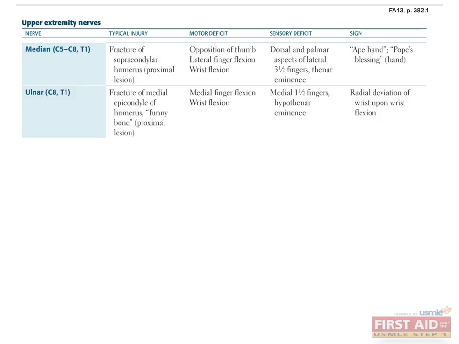Distal ulnar lesions are actually quite different. First, there's no sensory loss, and the motor losses are really varied. There's a loss of abduction and adduction of the fingers, loss of adduction of the thumb, and loss of extension of the 4th and 5th fingers. In the clinic, look for radial deviation of the wrist upon flexion.